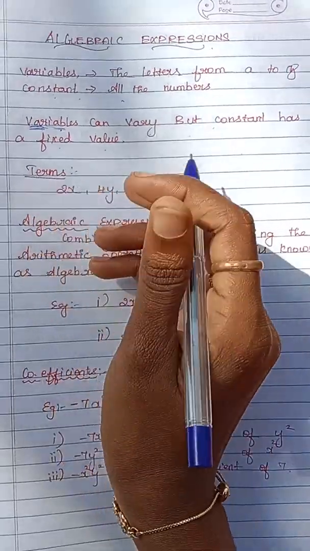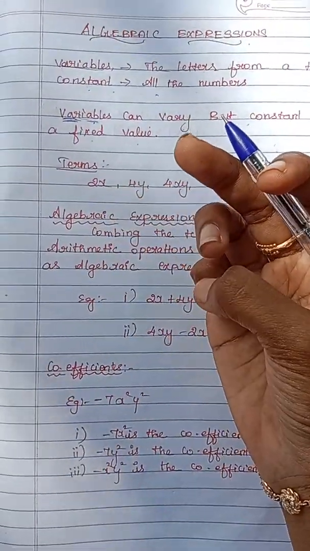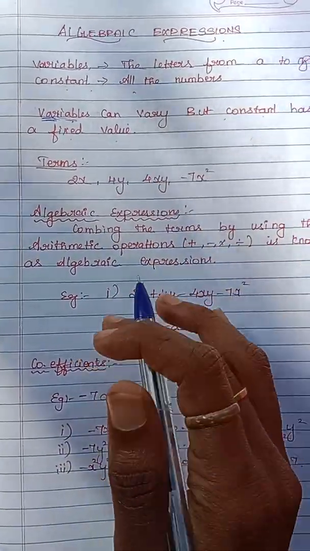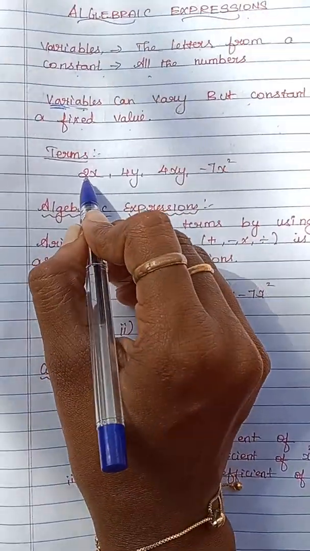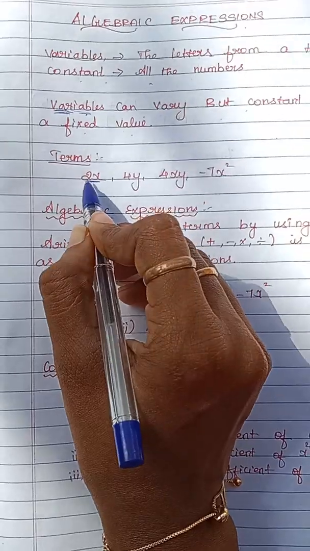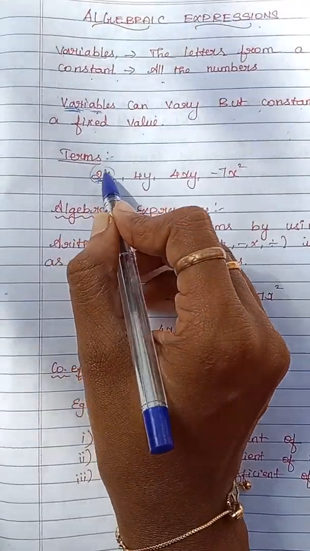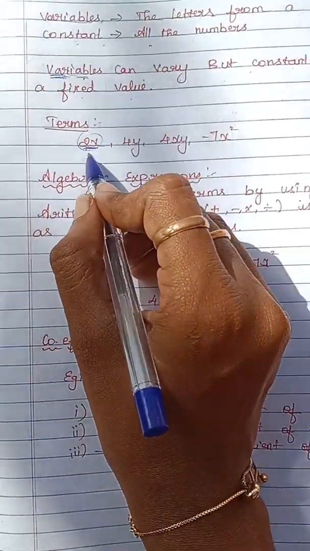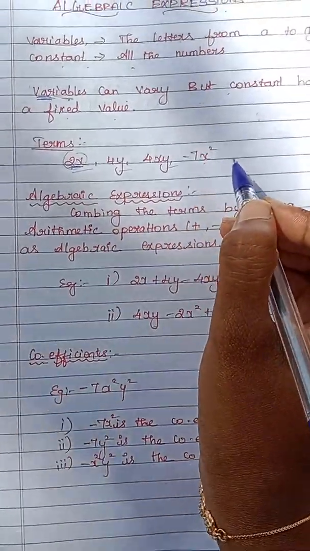So what are terms? The constants are all the numbers and the variables are like x, y, z or a, b, c, whatever it may be, and we are just joining those two things, that is constant and variable. These are all said to be terms.